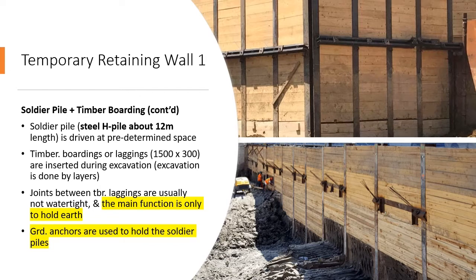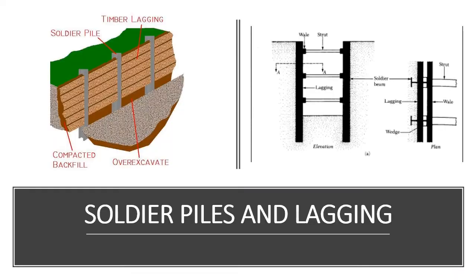Joints between timber leggings are usually not watertight and the main function is only to hold earth. That's why we must make sure that the area we excavate has no groundwater in the soil. Ground anchors are used to hold the soldier piles. Usually there will be this ground anchor. The soil to be retained will be anchored, as what you learned in the previous topic. This is the cross section of the soldier pile. As you can see in the elevation view, in between the soldier piles there will usually be strutting.